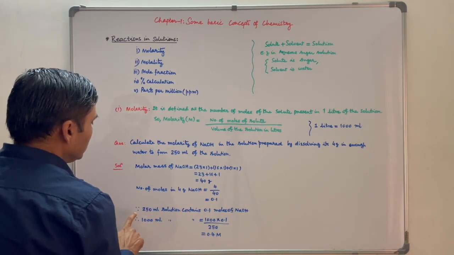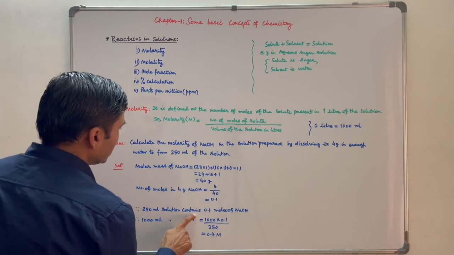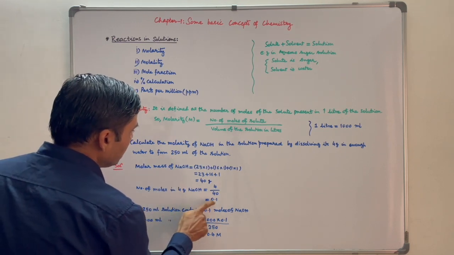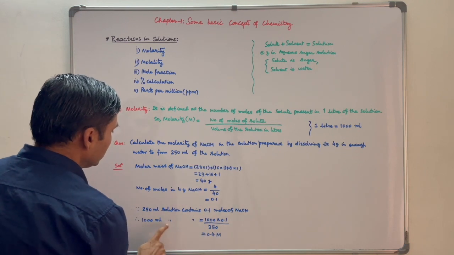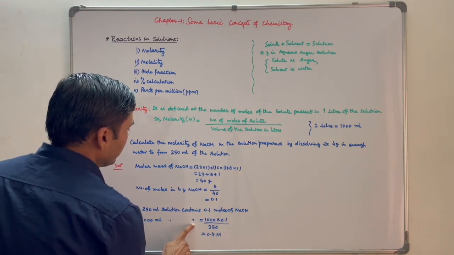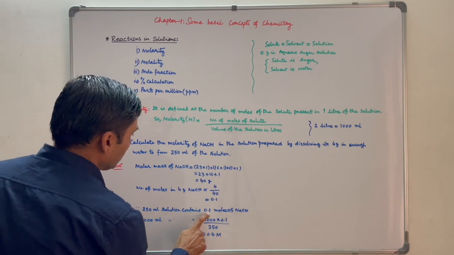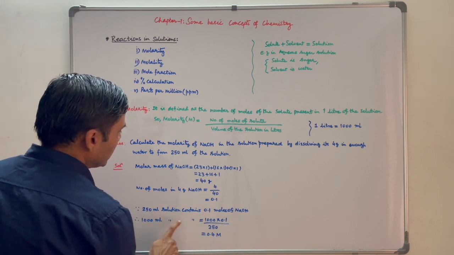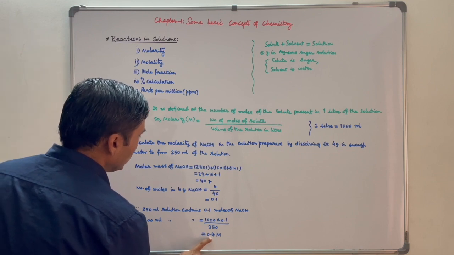Now we will say since 250 ml of solution contains 0.1 moles of NaOH, so 1000 ml of solution will contain how many moles of NaOH? So that will be 1000 into 0.1 upon 250. That comes out to be 0.4 molar.